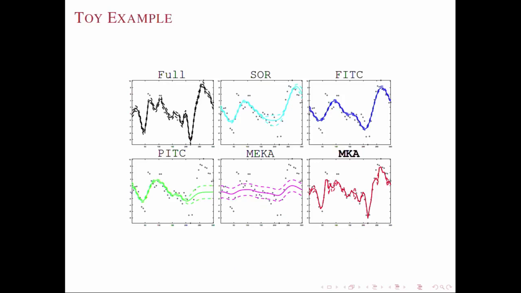Now let's look at the qualitative behavior of different approximation methods on a 1D toy data example. It is obvious that MKA can fit the data almost as well as exact inference with the full matrix does. In addition to this, we also apply our method on a large-scale data set and get very good results, which indicates that our method is a promising approach for large-scale kernel matrix compression.